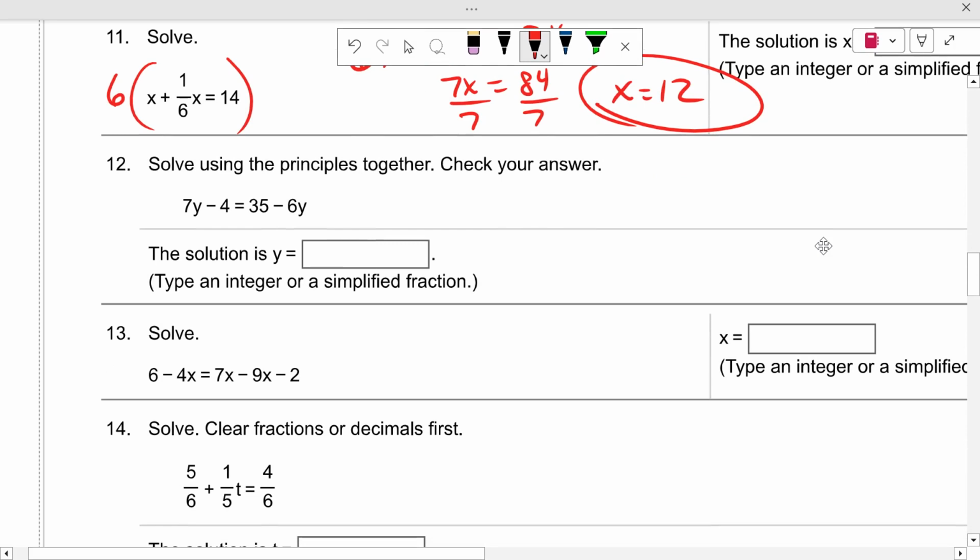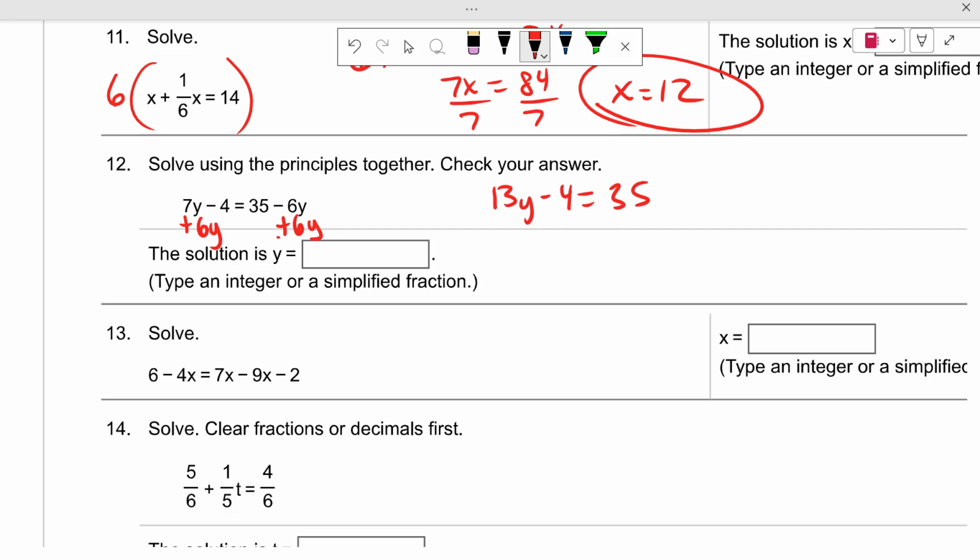Here, we want to combine like terms. What's a smaller variable, 7x or negative 6x? So we're going to add, or y, I guess it is. We're going to add 6y to each side. Since that's smaller and it's a negative, we're going to add to both sides. So 13y minus 4 equals 35. That's a problem like the rest of the assignment. Add 4, 13y equals 39, y equals 3.